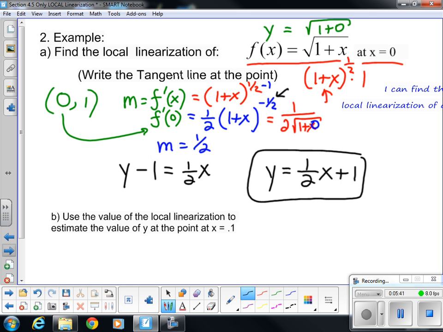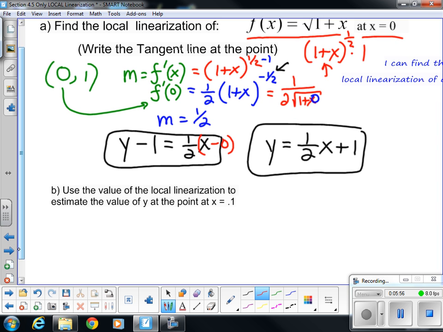All right, that's just writing the equation of a line. And here, notice I simplified this. This would really be x minus 0, but you don't need that x minus 0 because x minus 0 is just x. So either one of those formats is good. Now it says use the value of the local linearization to estimate the value of y at the point x equals 0.1. So y equals 1/2 times 0.1 plus 1. So what do we get?